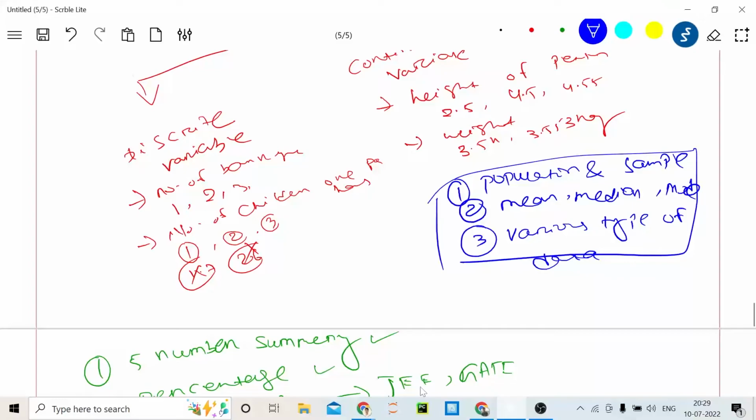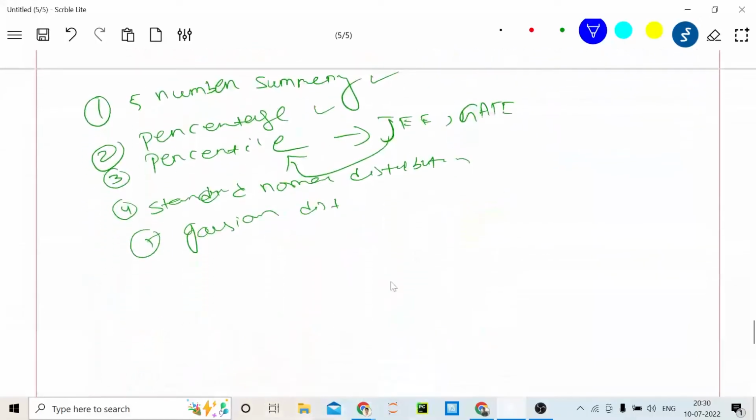Actually, I couldn't understand the convenience sampling. Okay, convenience sampling we will study in the next class. I will add one more thing about convenience sampling here. We will learn it.